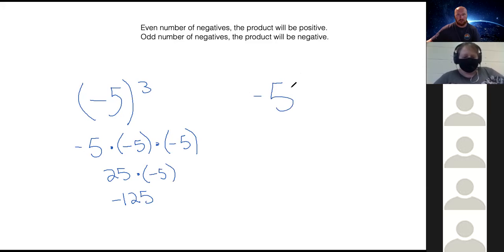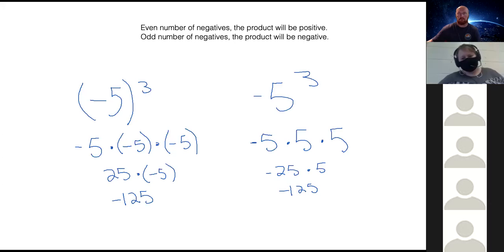Let's do this tricky one here. -5 to the third power, there's no parentheses. How would I write out this one? But it's fine. Things are going to be a little fuzzy. And that's why I'm going to give you time to work so that you have questions.